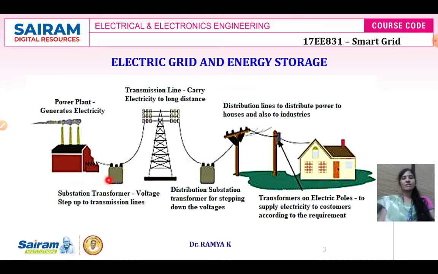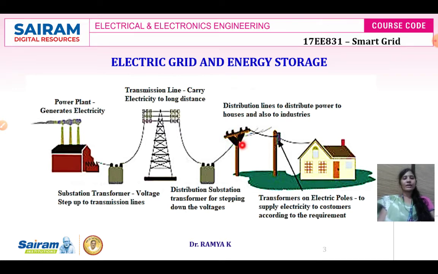Stepping up the voltage means, suppose you are generating power at 11 kV, when it is transmitted to the transmission line it may be transmitted as 66 kV or 132 kV. Then from here it is distributed to the distributing substation. When the power goes from the transmitting end to the distributing end, the voltage is stepped down again, from 132 kV, and then distributed onto the distribution line.